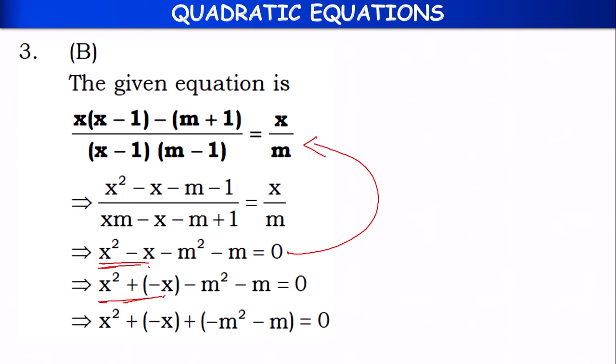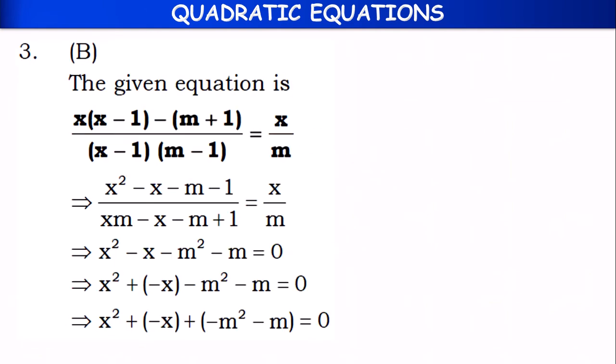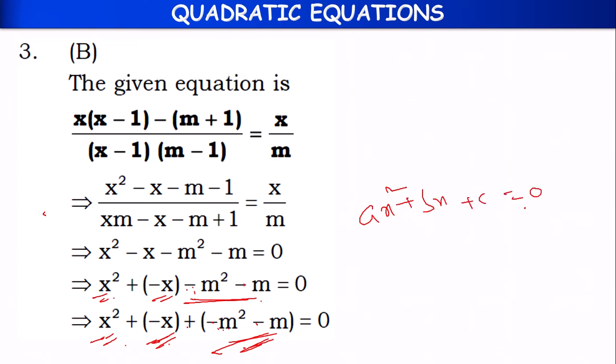Here this is the x square term, this is the x term, and the remaining total term we assume as the constant term. Let's keep plus common. So then we can take minus inside the brackets. X square term, x term, constant term. Means we are writing in the form of ax square plus bx plus c equal to 0, where a equals 1, b equal to minus 1, and c equal to minus m square minus m.